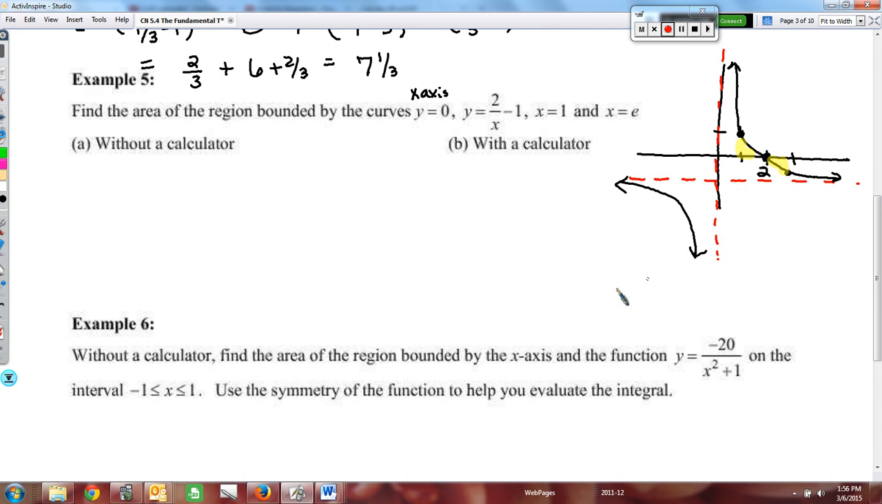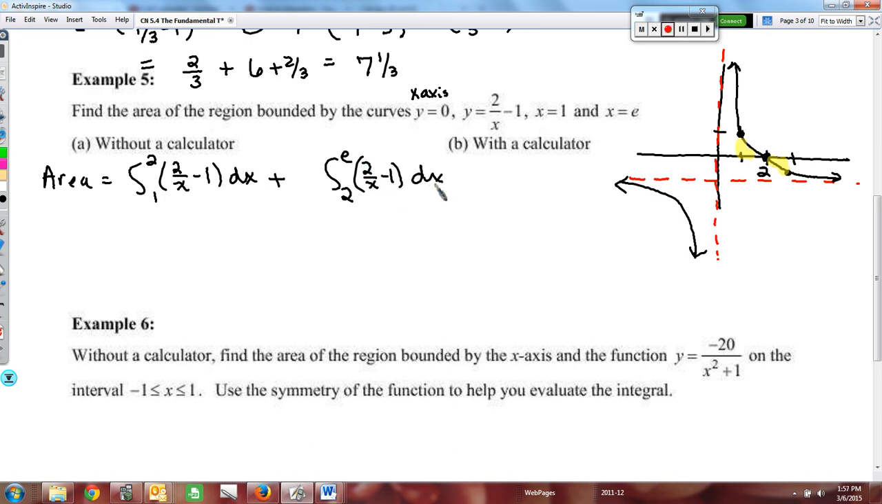I found out when it was equal to 0. So without a calculator, the area is going to be equal to the integral from 1 to 2 of the function 2 over x minus 1 dx, plus, then when I do the integral from 2 to e of 2 over x minus 1 dx, that's going to be a negative value because the function's below, so I do the opposite of that to make it positive.